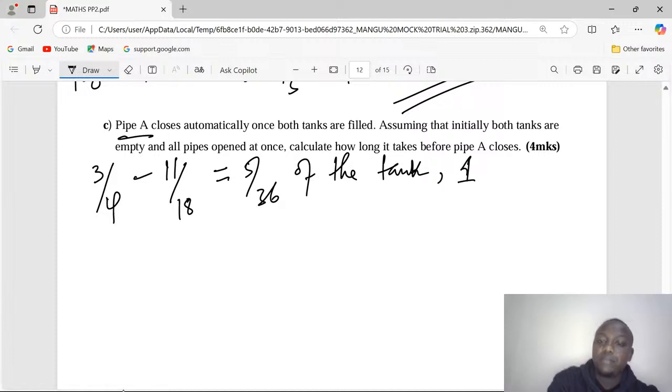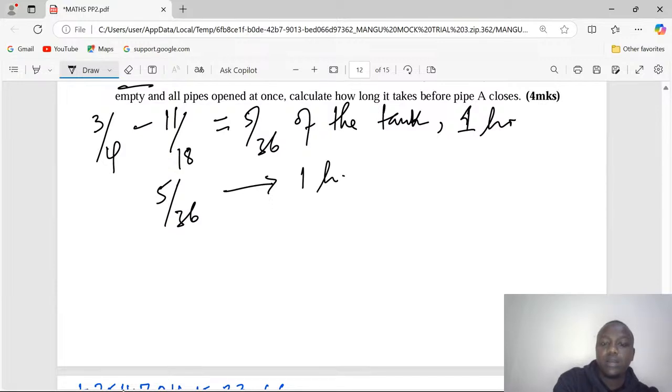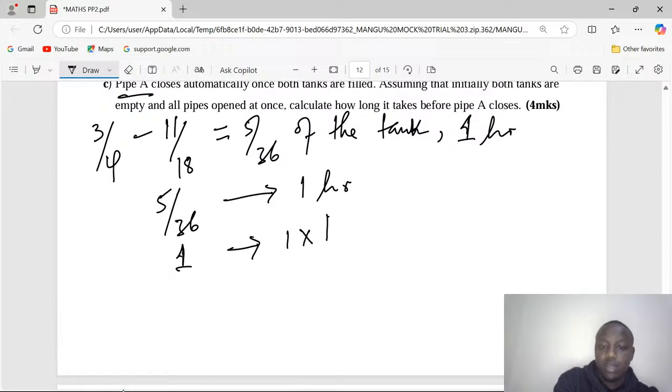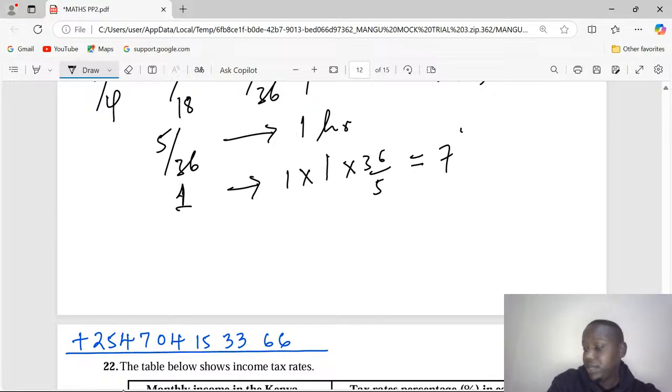So 5 over 36 of the tank is the fraction filled in 1 hour. What about the full tank? It will be 1 divided by 5 over 36, which means times 36 over 5. That is 36 over 5 hours, which is 7 and 1 over 5 hours.